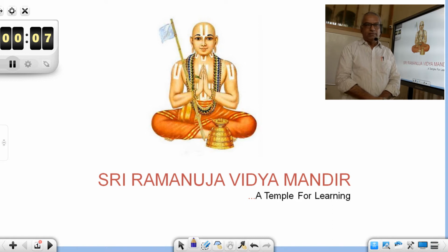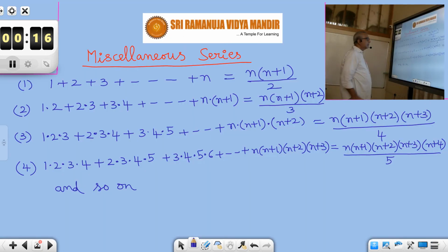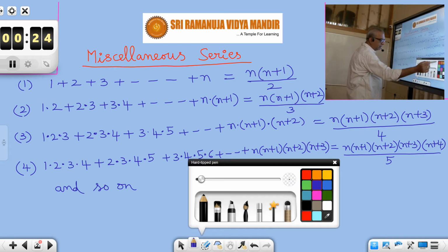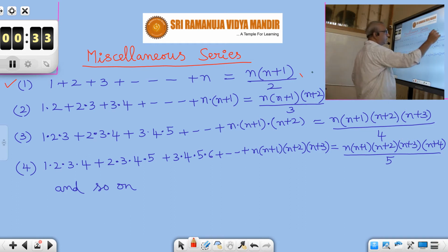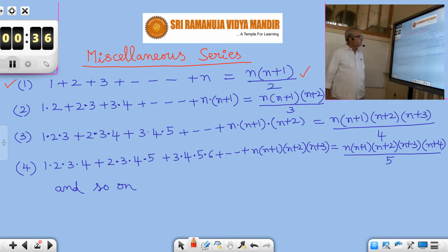Today we are going to see some miscellaneous types of series. The first one everybody knows. It is called sigma n. 1 plus 2 plus 3 and so on up to n is equal to n into n plus 1 by 2. This we know, and we generally denote it by sigma n, the sum of the first n natural numbers. Sigma n square also we have found out. Sigma n cube also we have found out.